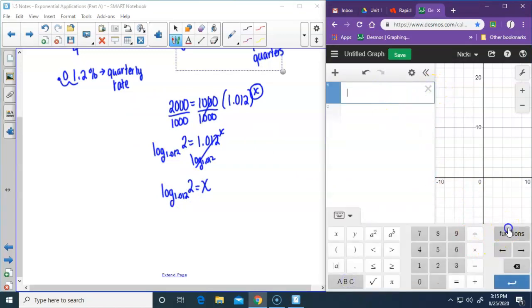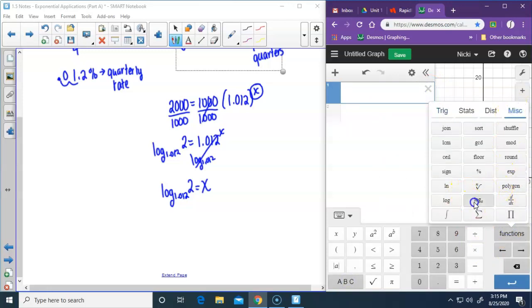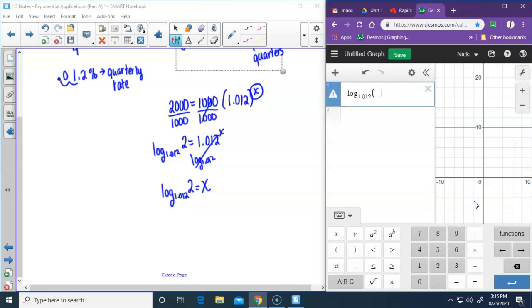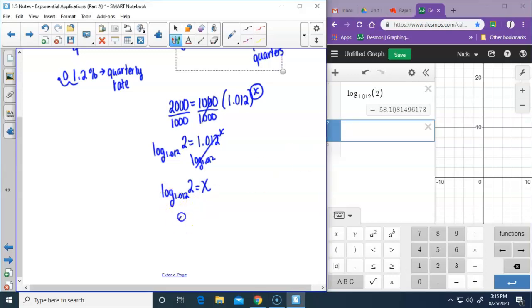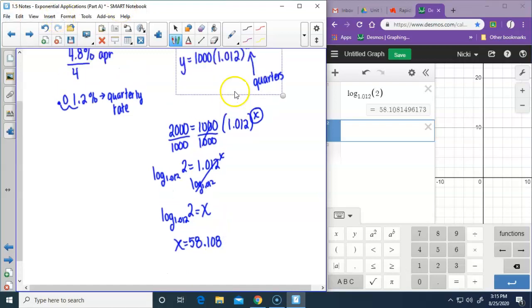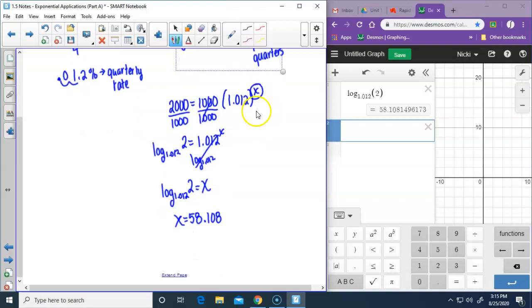So, functions, log base 1.012 of 2 is going to give us 58.108. Here, and remember that our x here is in quarters. So this is quarters. Now typically we don't list how many quarters of time that we're going to have unless it's less than 4. So here we wouldn't really want to give this as our answer.